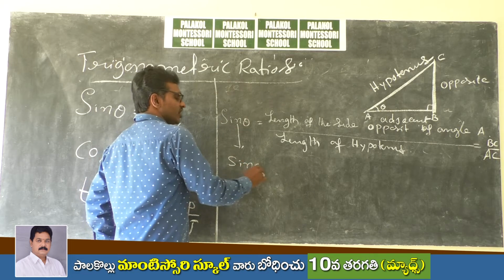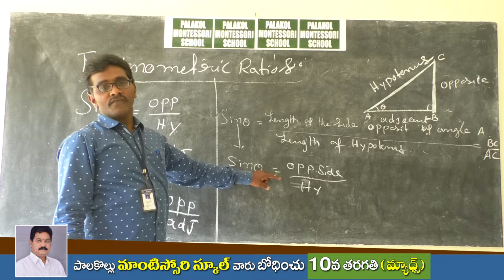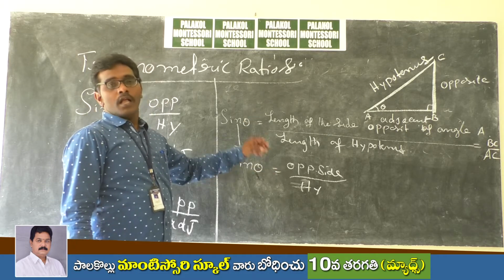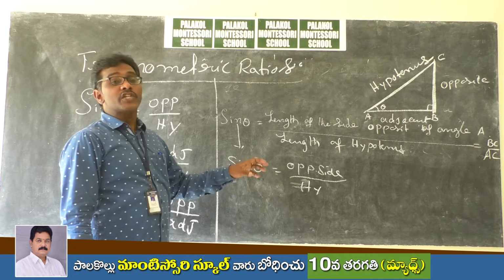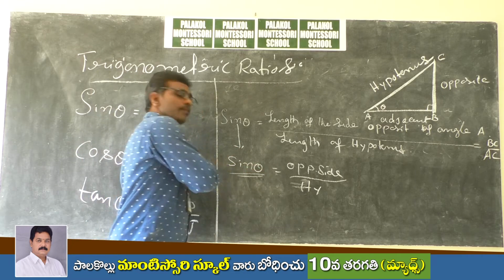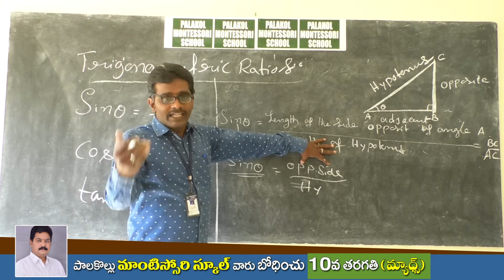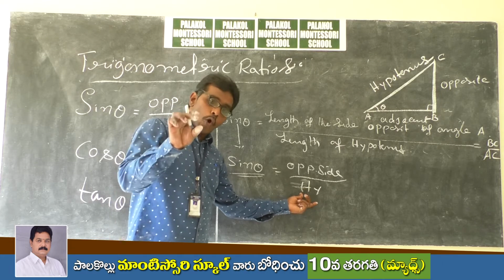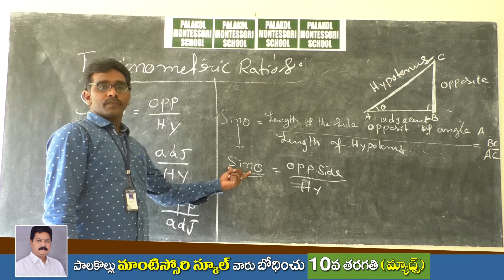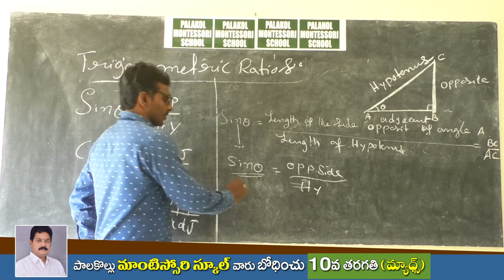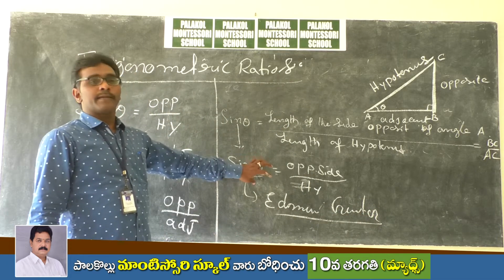See this short notation: sine theta is equal to opposite side by hypotenuse. The ratio of the length of the opposite side of the acute angle and the length of the hypotenuse is a constant in all similar right angle triangles. This ratio is named sine theta. Who was the first to use the sine? Edmund Gunter was the first to use the sine.